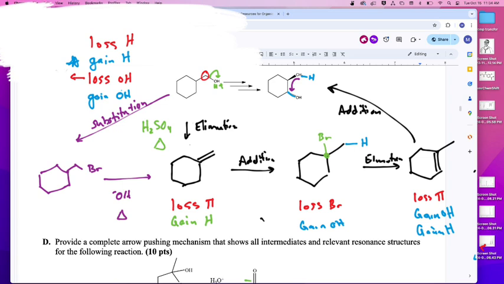I don't want the base to act as a nucleophile. How do I change the base to make it less nucleophilic? Turn it to water. Then it's not a base. Lessen the charge.